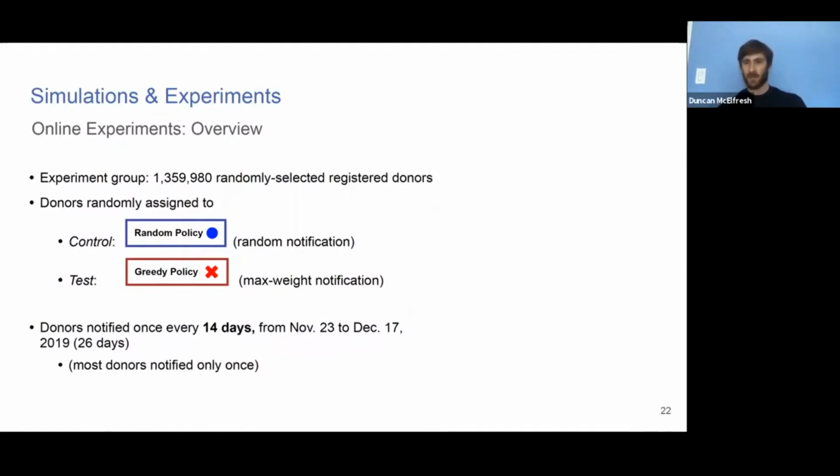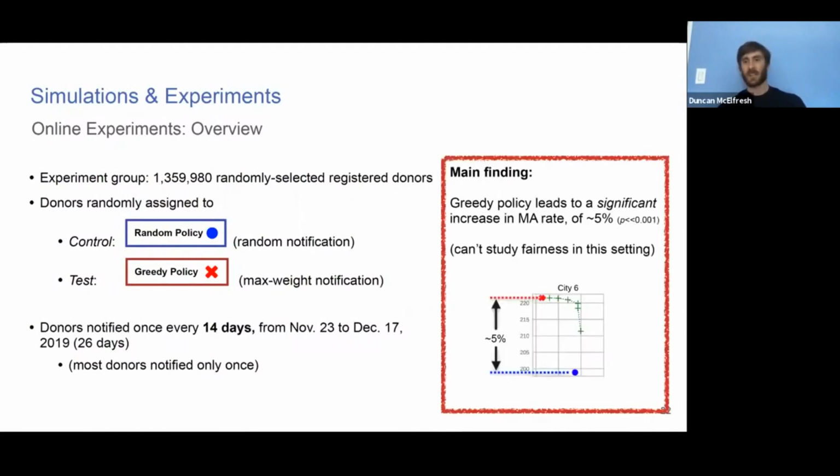Our main finding from these experiments is that the greedy policy leads to a small but significant increase in meaningful action rate of about 5%. I say significant in that it's statistically significant. And this 5% is actually pretty similar to what we see over different cities in our numerical experiments. However, in these experiments, we can't study fairness because we don't compare different recipients.